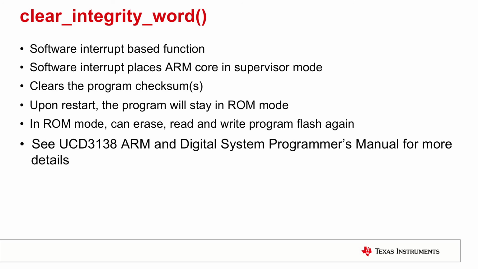The call to a software interrupt function looks identical to a call to any other standard function. Making a function software interrupt based forces the ARM to operate in a privileged mode. In this privileged mode, the software can enable or disable interrupts, manipulate program and data flash content, and more. None of this functionality is permitted when the ARM is in user mode. You can read more about the software interrupt mechanism in the UCD3138 ARM and Digital System Programmer's Manual.